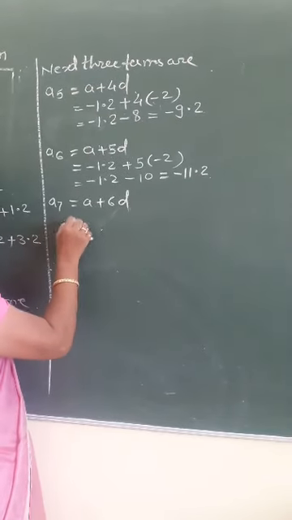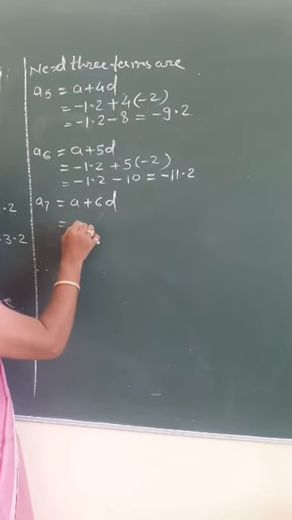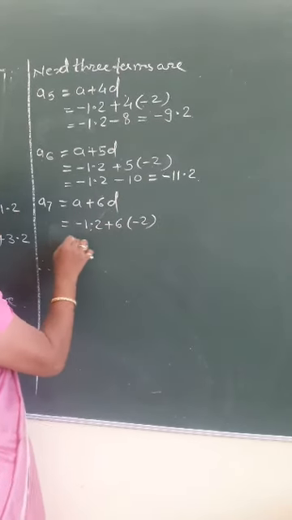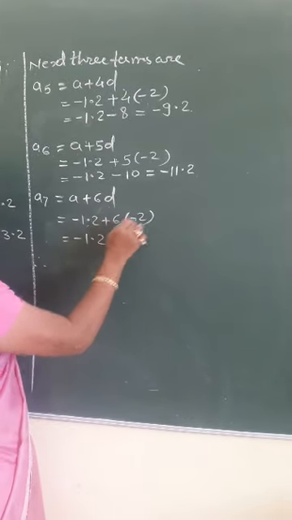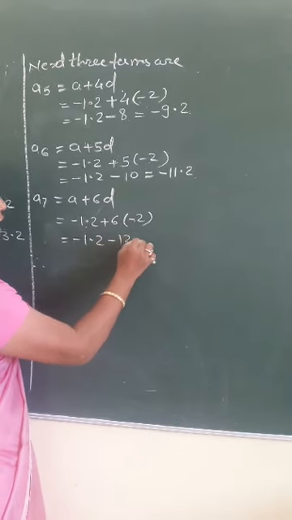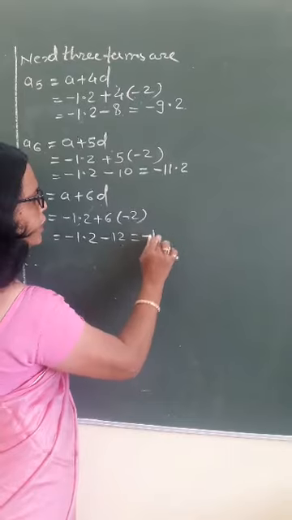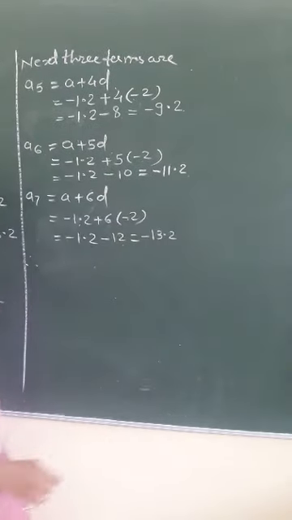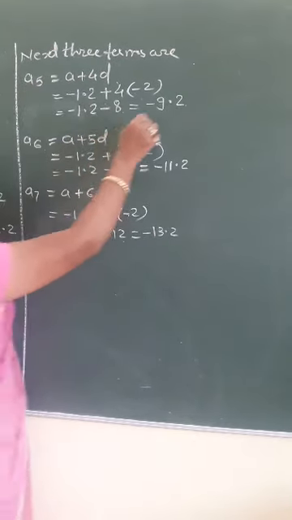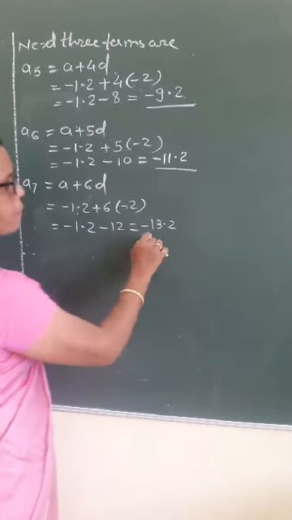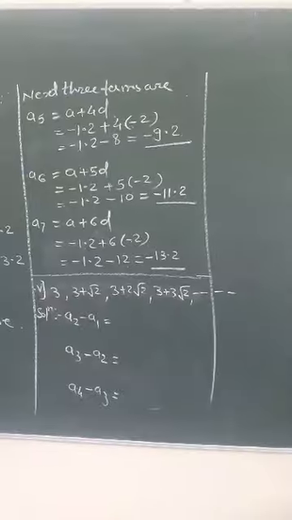Okay, next A7, A plus 6D. A is minus 1.2 plus 6 into minus 2. Minus 1.2 plus, minus into plus is minus, 6 2s are 12, and the addition of these numbers is minus 13.2. So the next 3 terms are minus 9.2, minus 11.2, minus 13.2.